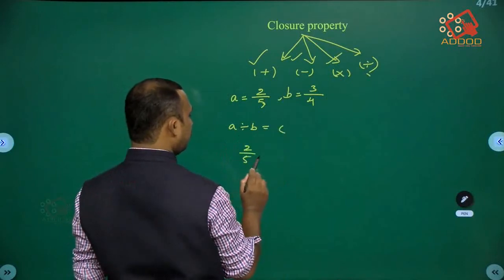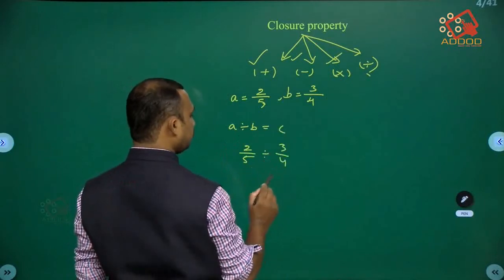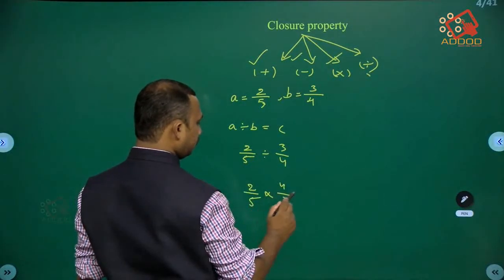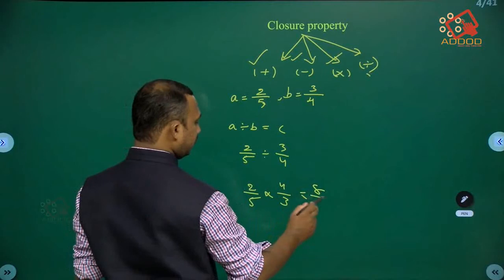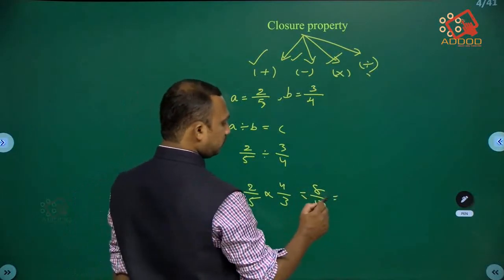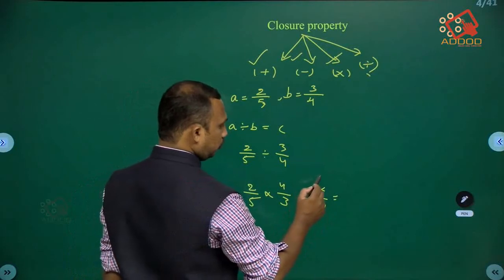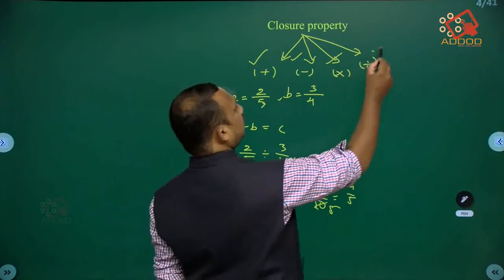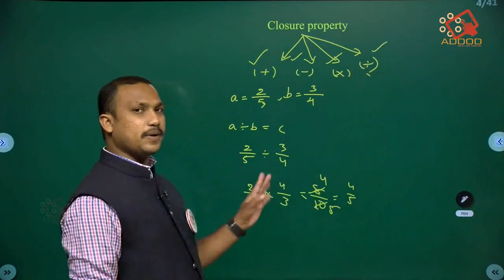Okay, satisfied. Next, division. a divides b equal to c. 2 by 5 divides 3 by 4. So 2 by 5 into 4 by 3. 2 4s are 8, 5 3s are 15. So you will get 8 by 15. Division also satisfied, but in some cases it does not satisfy.